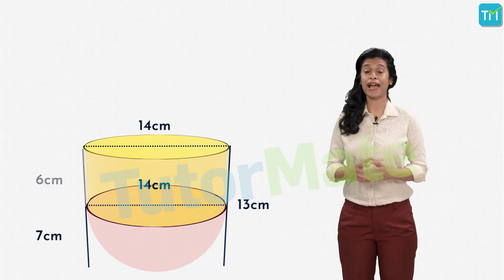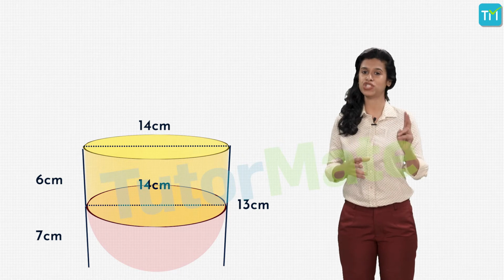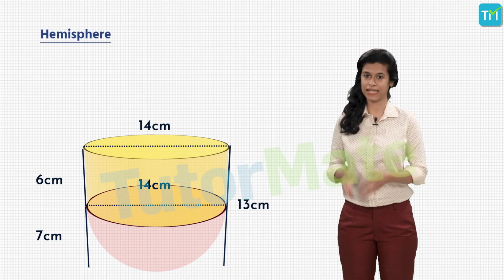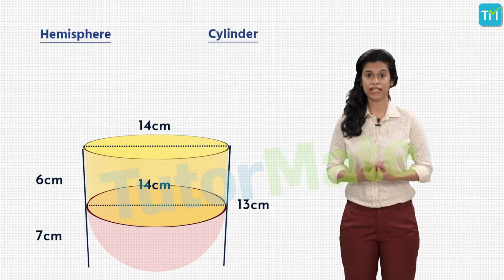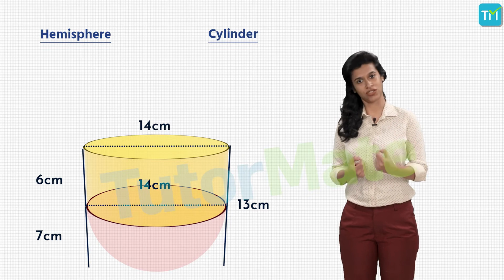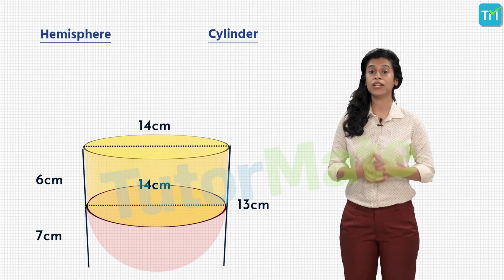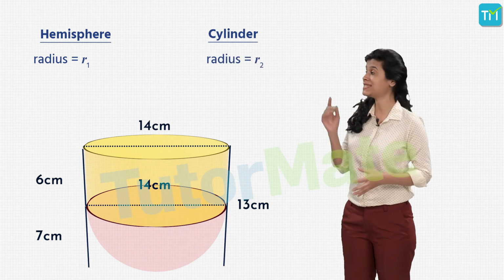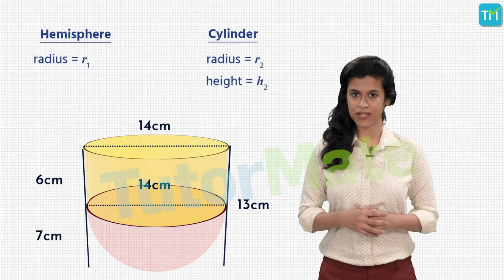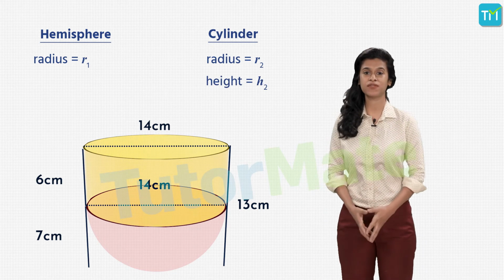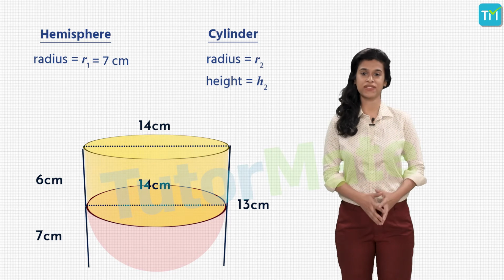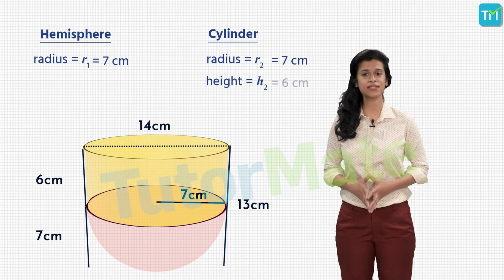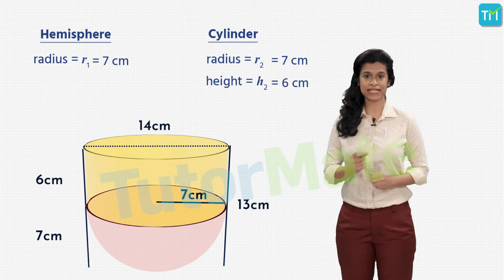This vessel that we have is basically a combination of two shapes. And what are these two shapes? You're right, they are the hemisphere and the cylinder. So, we will write down the given data for these shapes with respective notations. Let's start with the hemisphere and denote R1 as the radius of the hemisphere, while R2 will be the radius of the cylinder. Next, let H2 be the height of the cylinder, and so the data for the hemisphere is R1 equals 7 centimeters, while the data for the cylinder is R2 equals 7 centimeters and H2 equals 6 centimeters.